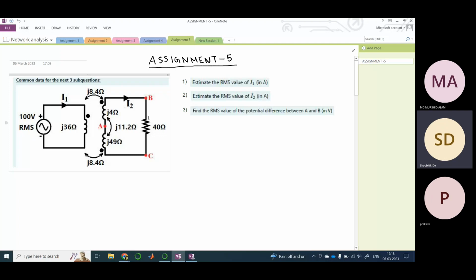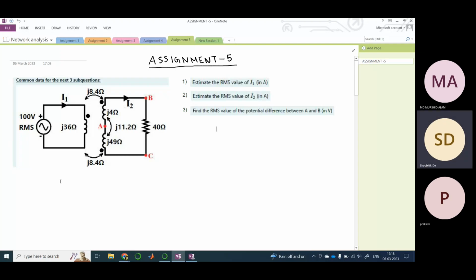Now here there are three questions. They have told us to find the RMS value of I1, I2, and also the potential difference between A and B. As you can see, the source voltage is already the RMS voltage, so whatever value you get will be in RMS only. They have, in a way, tried to confuse you by writing "estimate the RMS value". So don't get confused. You don't have to divide it by root 2, because the voltage value is already in RMS, root mean square.